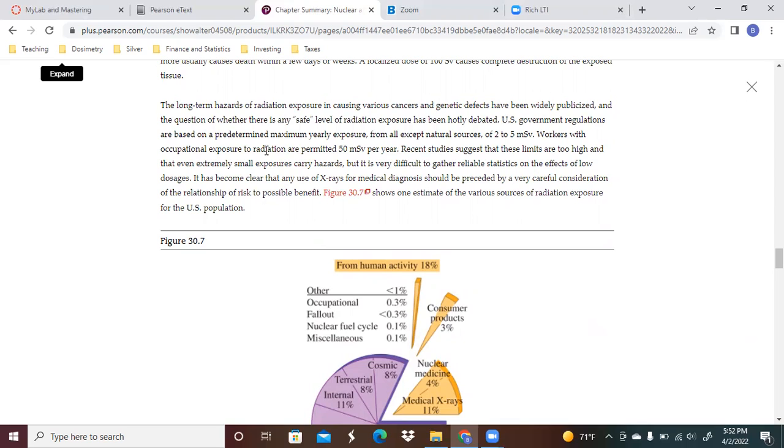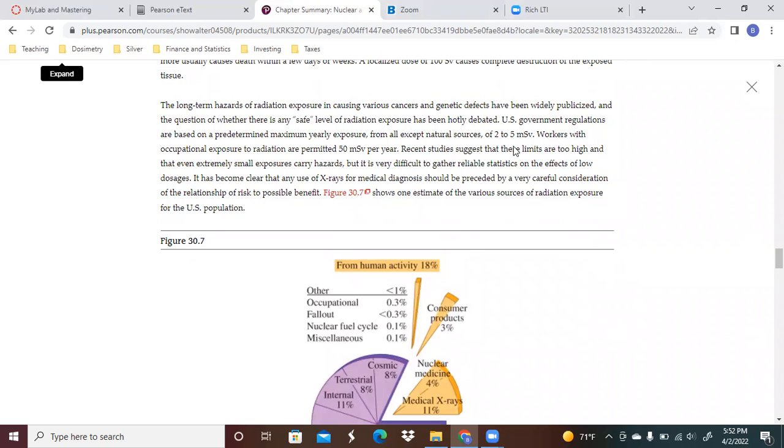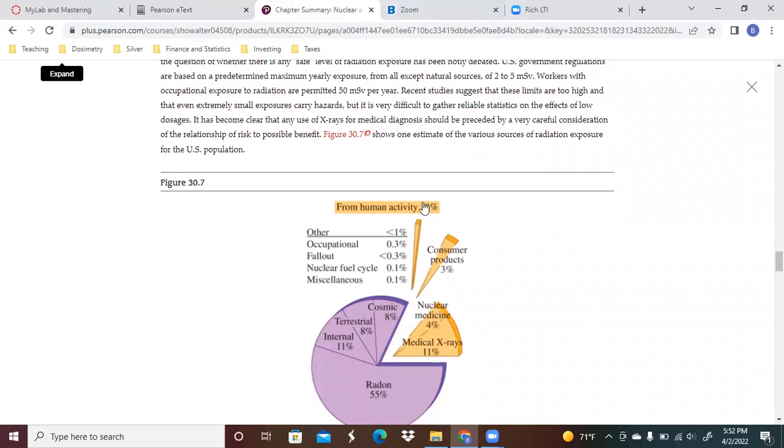And there are a number of hazards that go along with radiation exposure: genetic defects, cancers. And you know, what is considered safe? Well, you do have certain government publications that will give you an idea as to what is considered to be safe. Maximum yearly exposure for the general public is 2 to 5 millisieverts. Those that work in the profession are permitted up to 50 millisieverts per year. Are they too high? Well, obviously any exposure is not something that you want, but you've got to draw a line somewhere.